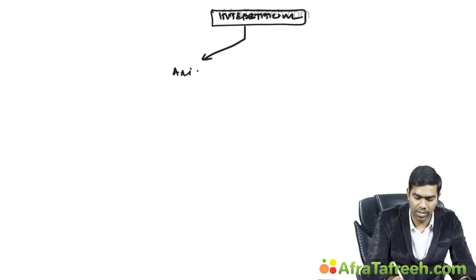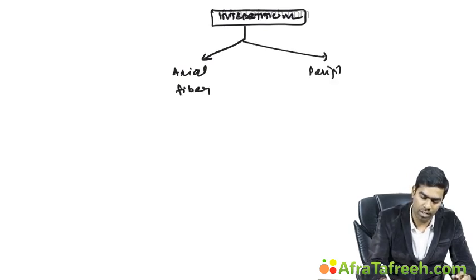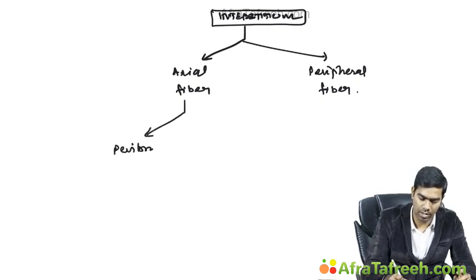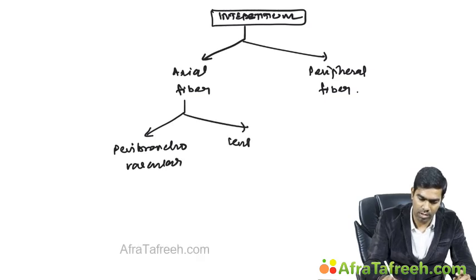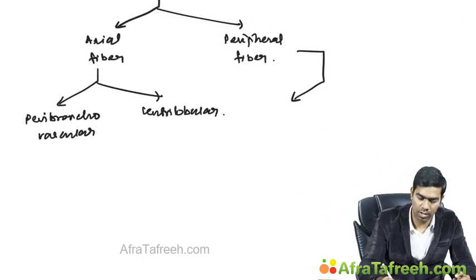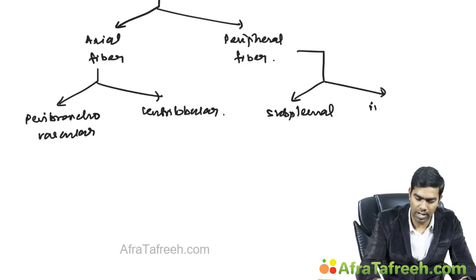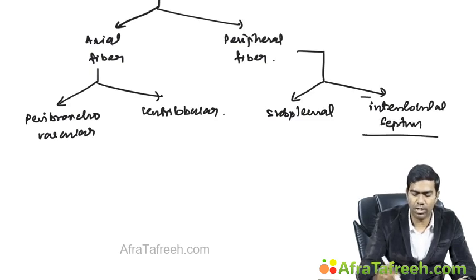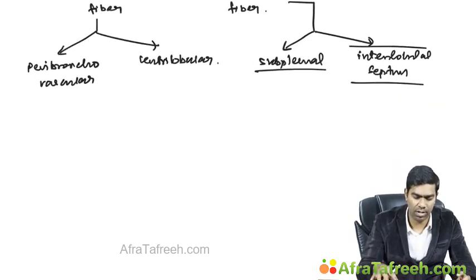The basic types of interstitium, we call the axial fiber system, and you have a peripheral fiber system. The axial fiber system is again divided into 2 types. One is called the peribronchovascular interstitium, and the second one you have is the centrilobular interstitium. Then the peripheral fiber system, you have 2 types again. One is called the subpleural interstitium, and the second one is the interlobular septum. So we saw this interlobular septum and the subpleural one already in a decent way.